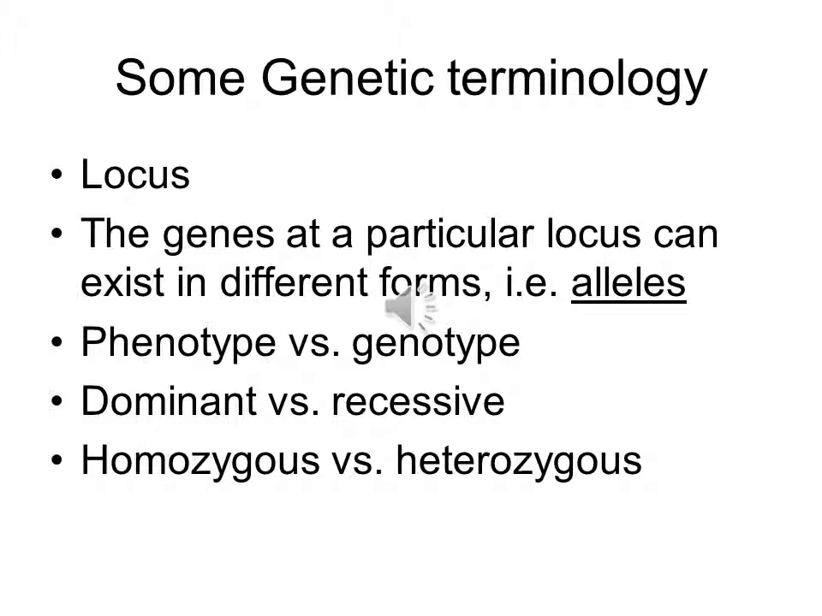Now, don't get homozygous confused with homologous. Homologous refers to chromosomes, which are members of the same pair. Homozygous means that both of the genes you possess for a characteristic are the same. A carrier is a person who is heterozygous for a recessive trait. They do not express the recessive trait, but it can be passed on to their offspring.